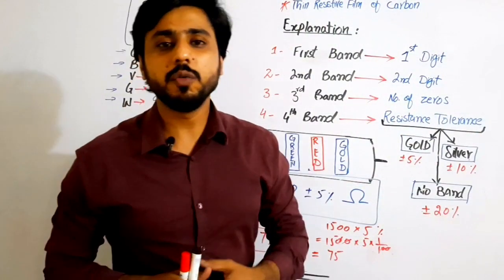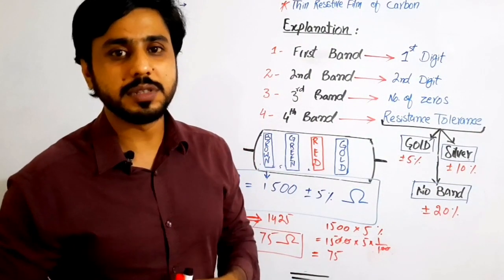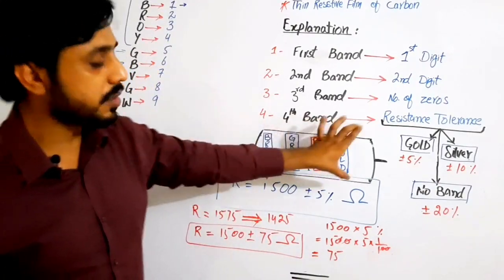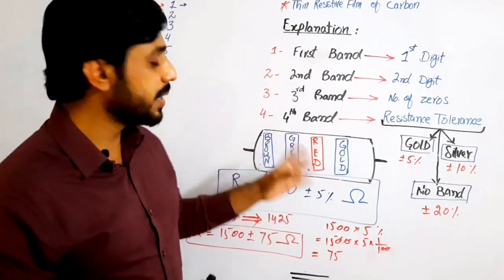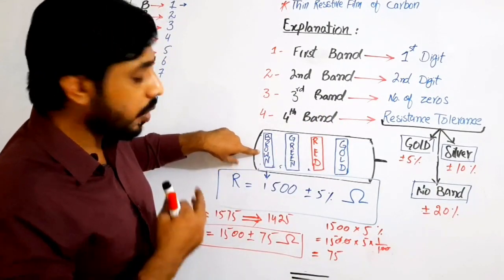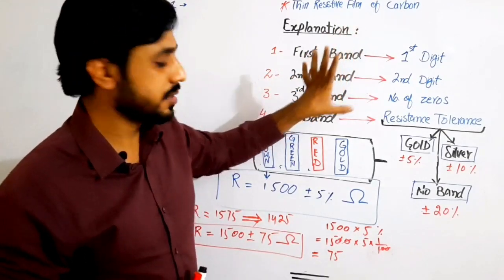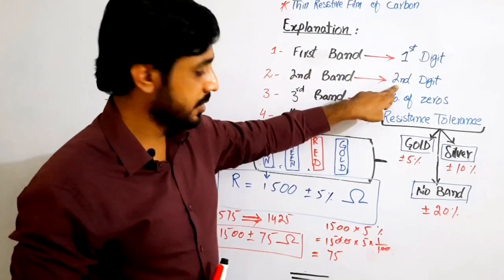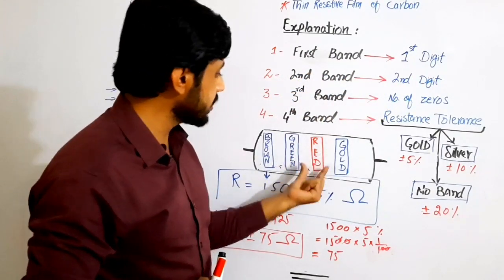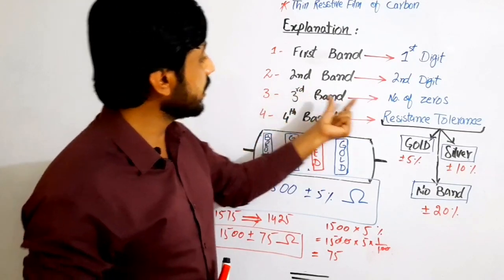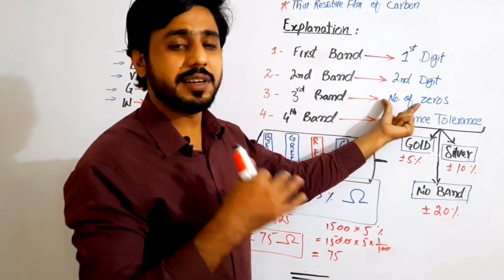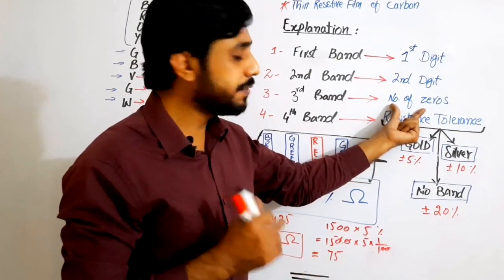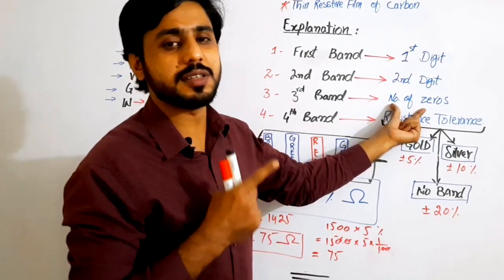Now we will discuss how we can find the resistance of this color code carbon resistor. There are 4 bands, and this is a color code carbon resistor. The 4 colors are mentioned on it. The first color or first band represents the first digit, and the second color or second band represents the second digit, and the third band represents the number of zeros. It is also known as the decimal multiplier. Decimal multiplier means number of zeros. If its value is 3, then we put 3 zeros.